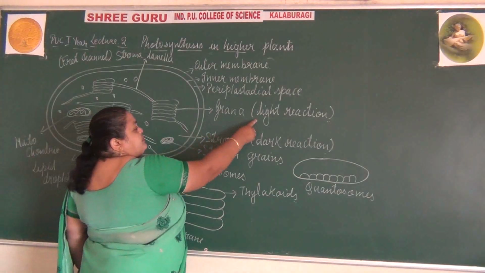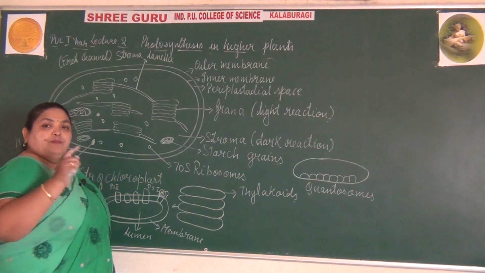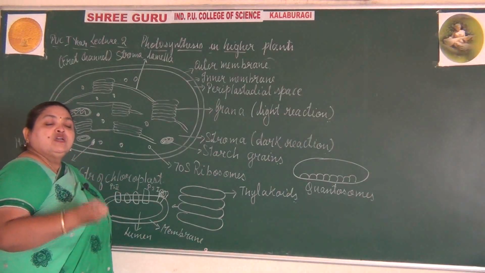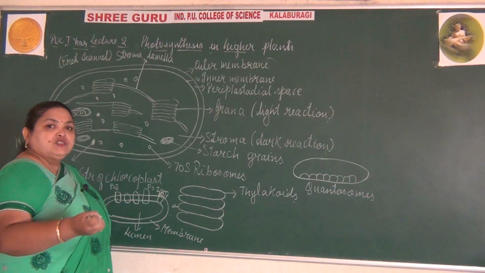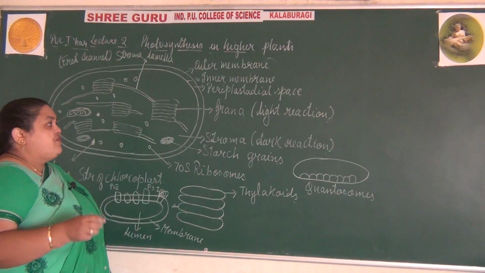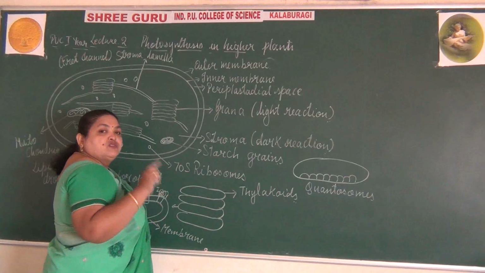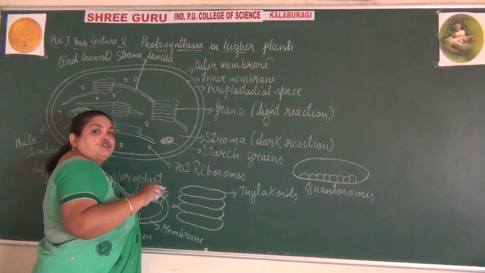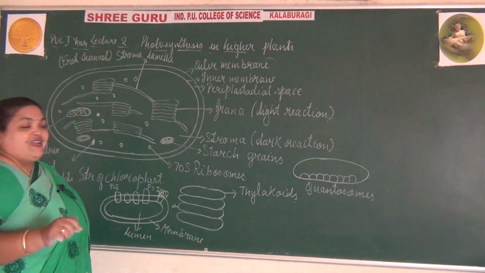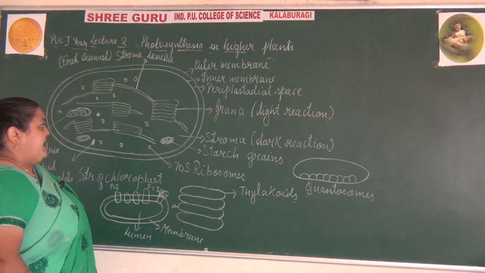Now, the grana is said to be the site of light reaction. These chlorophyll pigments absorb the light and help in the synthesis of two main components, and this process occurs in the presence of light. The reaction that occurs in the grana in the presence of light, with the synthesis of ATP and NADPH, is known as the light reaction.